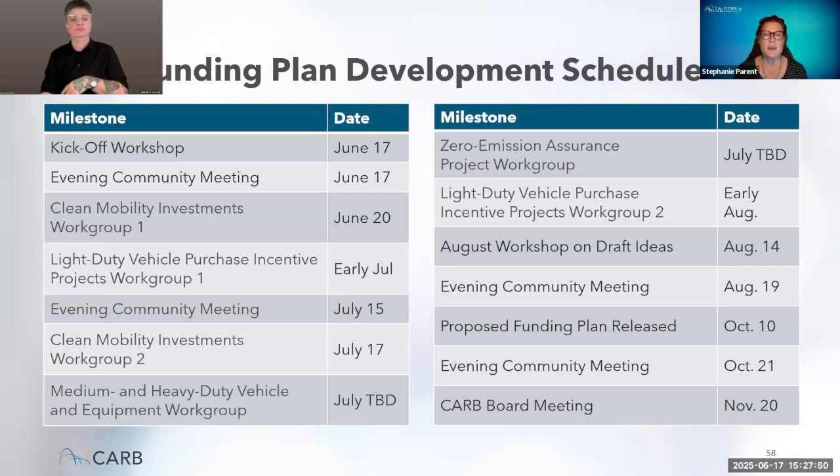Then staff will write the proposed plan and post it on the website on October 10th, when you'll have an opportunity to review and comment on the plan for 30 days. We'll have an evening community meeting on October 21st as an opportunity for community members to discuss the proposed plan. And so staff can answer questions and listen to people's comments. We'll present the proposed plan and hear verbal comments at the November 20th board meeting, where you'll also have a chance to provide verbal comments. I'll wrap up our meeting with our contact slide.